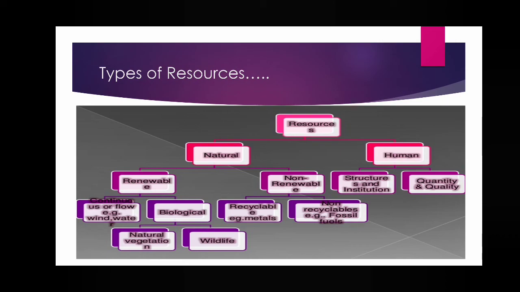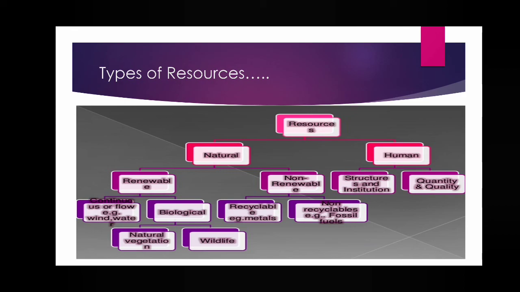Recyclable, you can recycle it. Metallic things, metals, you can recycle, but non-recyclable means you cannot recycle them, like coal, petroleum. Once you have used them, that means it is over, you cannot recycle them. But metallic things like iron-made things, copper-made things, you can recycle them, you can give them a new form. That is the difference between recyclable and non-recyclable.